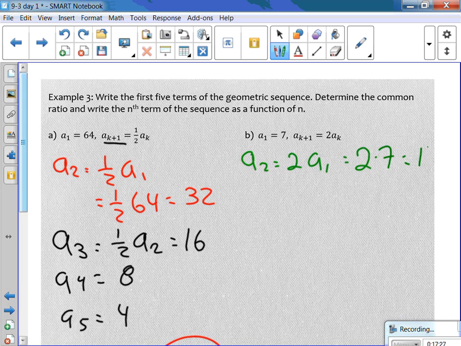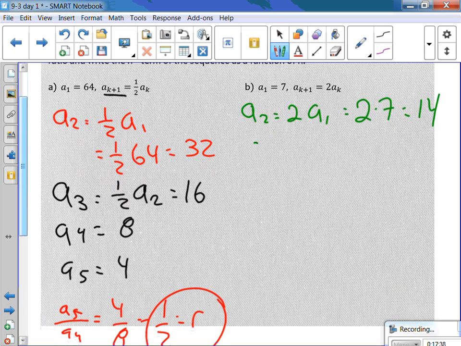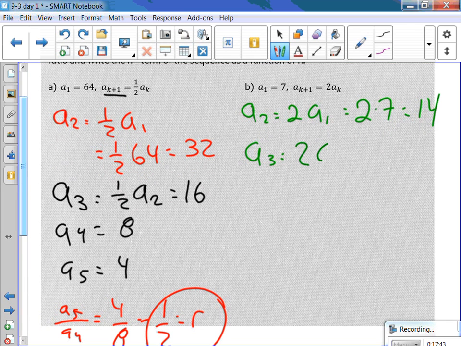What about my A3? How'd you get that? Absolutely. Just 2 times my A2, 28. And likewise, all we're doing at each step is multiplying the previous term by 2. 56 and 112.